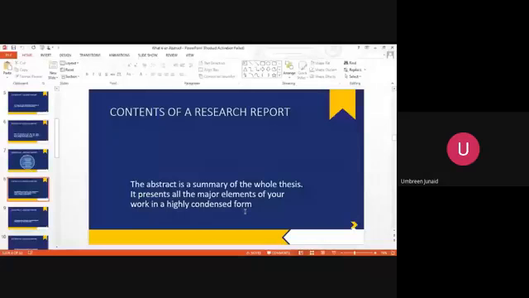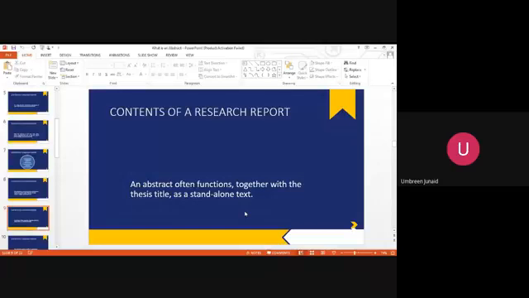An abstract often functions together with the thesis title as a stand-alone text. Why do we call it a stand-alone text? Actually, that is something that I just told you guys, that on the internet, different sites are there where the researchers give the title and the abstract. When they give the title and the abstract, this is the stand-alone text, meaning this is just the text that they give on the internet into different scholarly search engines.